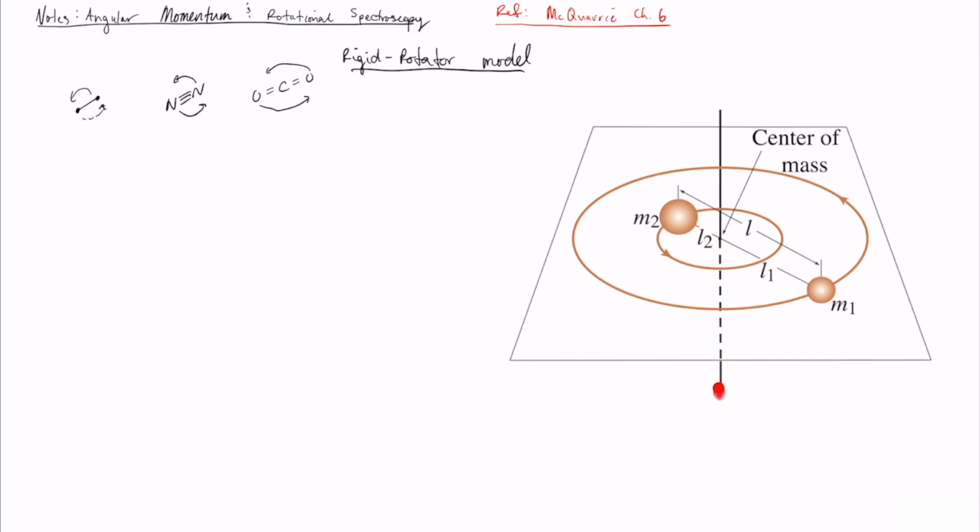And the center of mass will sit somewhere between them, slightly closer to mass 2 than mass 1 if it's bigger, the way it's shown here. They're both going to rotate around this center of mass point. We're going to call the distance between the center of mass and mass 1, L1, and the distance between M2 and the center of mass, L2. This is everything we need to define this spinning molecule.